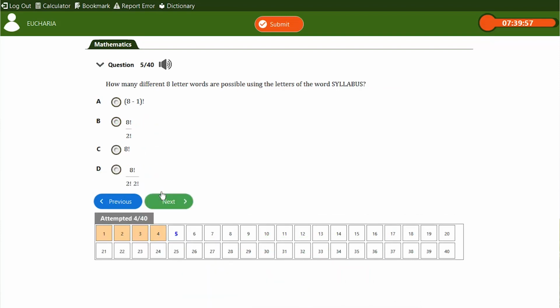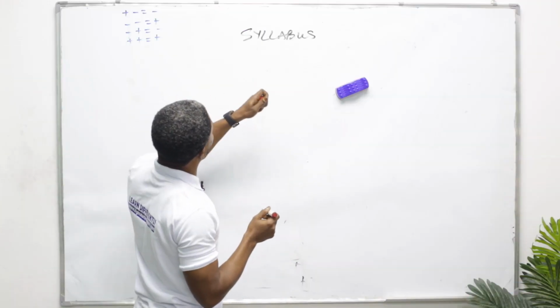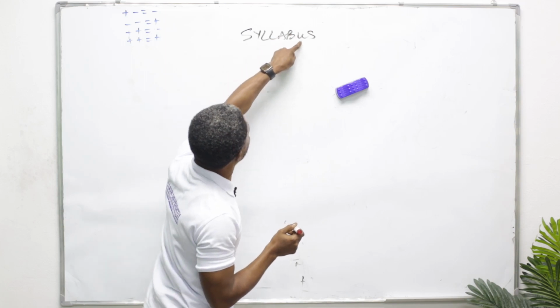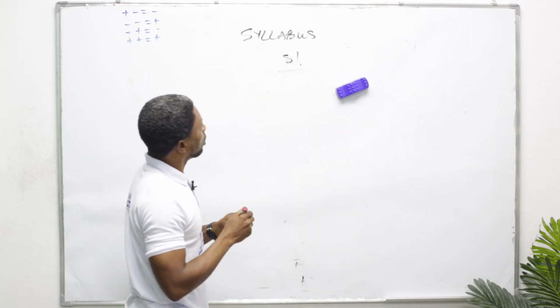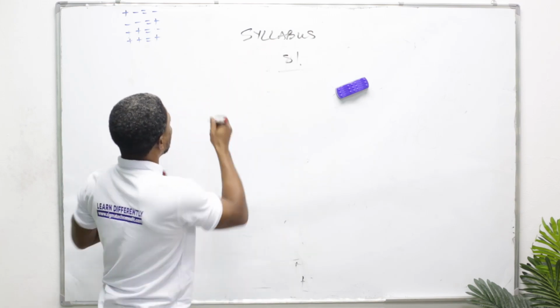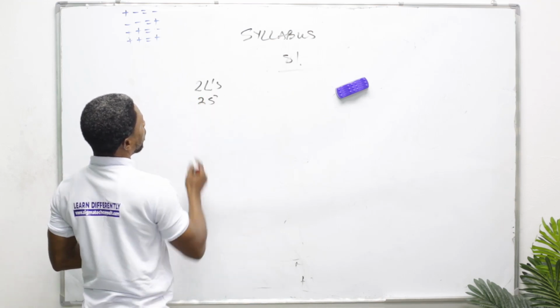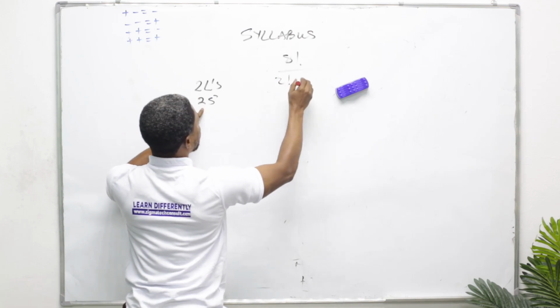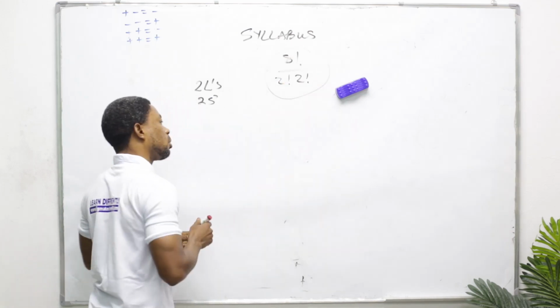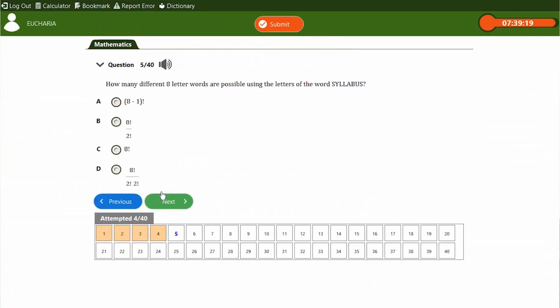This one, you don't need to bother yourself much. Once you see how many different letters, that is permutation, given the word syllable. Total number of letters here: 1, 2, 3, 4, 5, 6, 7, 8. 8 factorial. Look, you have 2 L's. Then you also have 2 other repeated letters. That means 2 factorial, another 2 factorial. These are the ways. Let's check. Wow. We have, that is D.